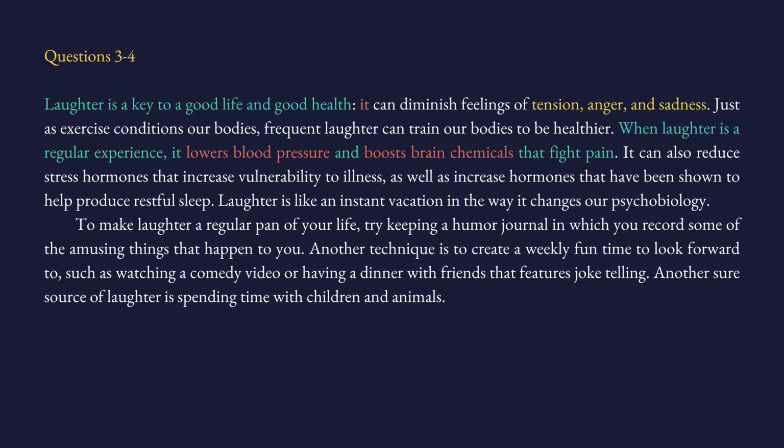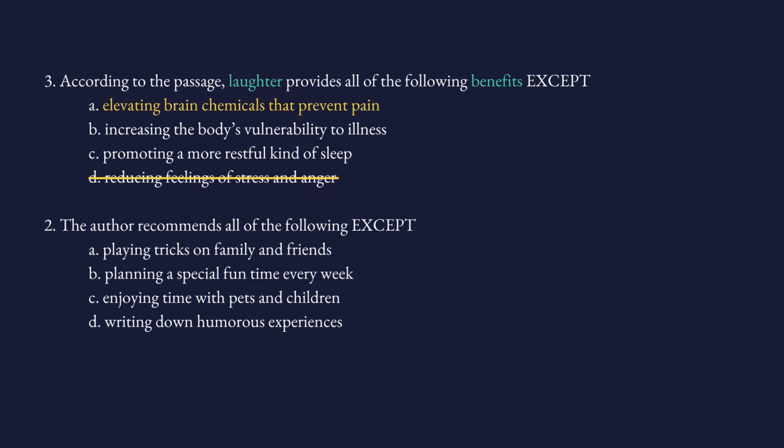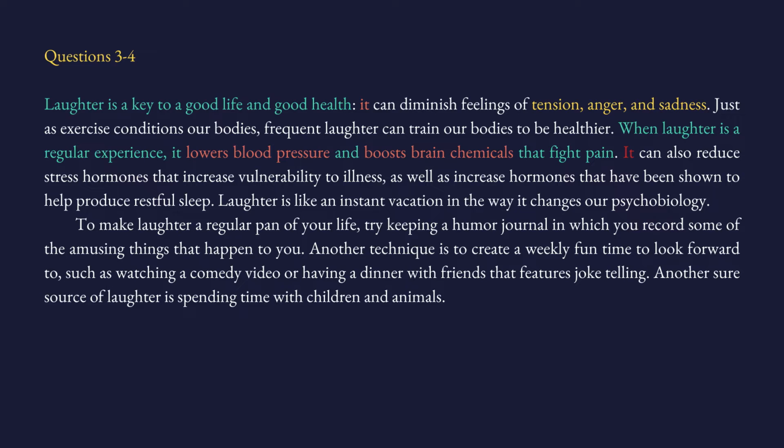Let's see. Yes, we have it in A. Elevating, that is increasing, that is laughter. Laughter elevating brain chemicals that prevent pain. Well, that's correct. So that's not the answer. And we continue. So the sentence immediately following it says, it means laughter. It can also reduce stress hormones. So laughter reduces stress hormones. And what do those hormones do? Those hormones increase vulnerability to illness. Those hormones increase vulnerability, that is your weakness, to illness.